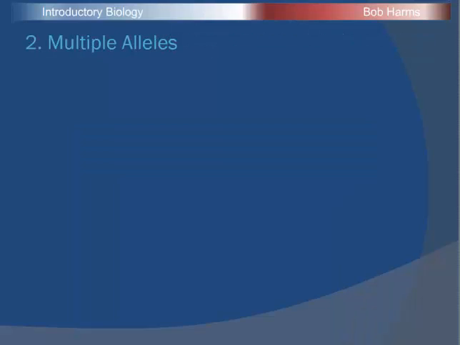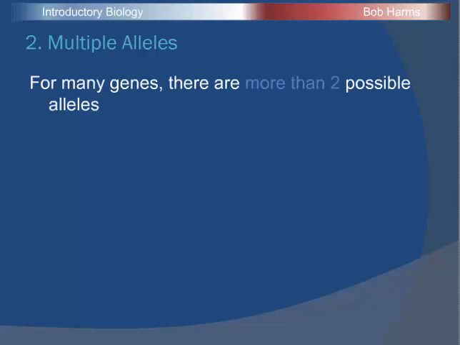Another exception to Mendel's basic idea is what we would call multiple alleles. Mendel described there are always two alleles, purple and white, or round and wrinkled. And again, this is because he was picking relatively simple traits. But as we learn more about DNA, we're finding that for many genes, there's more than two alleles, that there may be 3, 4, or even more alleles or different versions of a particular gene.